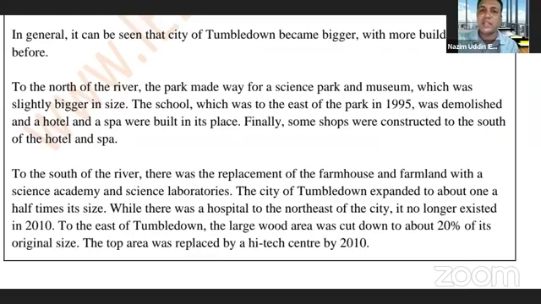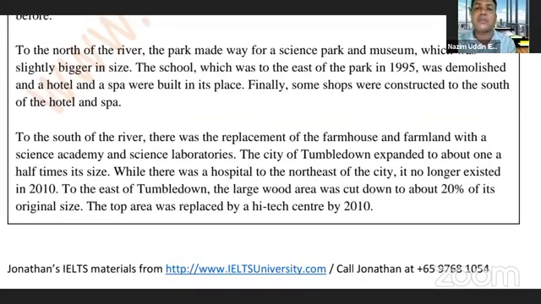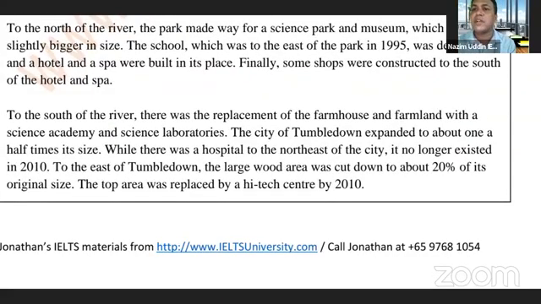This is about the third paragraph. And the fourth paragraph, they write, to the south of the river, there was a replacement. That means they replaced the farmhouse and farmland with a science academy and science laboratory. The city of Tumble Down expanded to about 1.5 times its size.